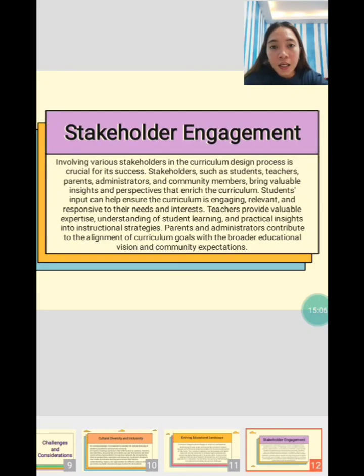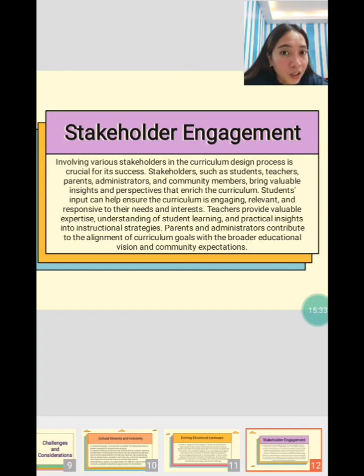Next is stakeholder engagement. Involving various stakeholders in the curriculum design process is crucial for its success. Stakeholders such as students, teachers, parents, administrators, and community members bring valuable insights and perspectives that enrich the curriculum.